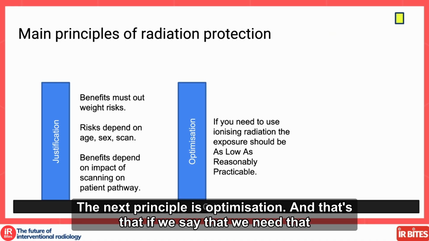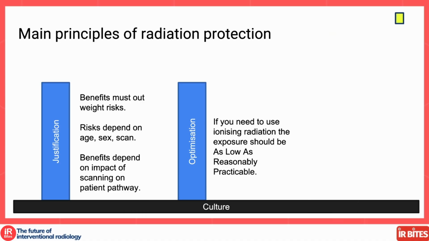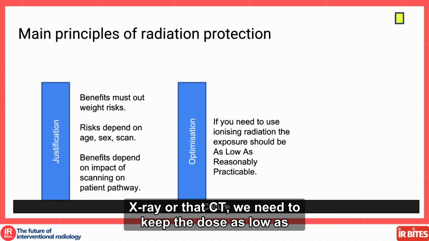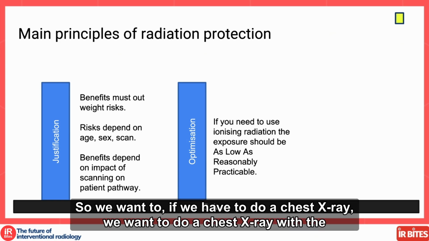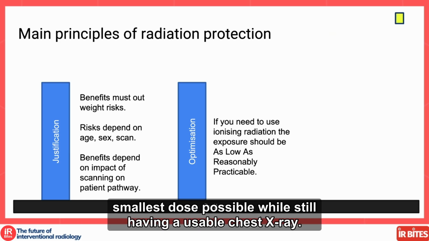The next principle is optimization, and that's that if we say that we need that X-ray or that CT, we need to keep the dose as low as reasonably practicable, consistent with the intended use. So if we have to do a chest X-ray, we want to do it with the smallest dose possible while still having a usable chest X-ray.